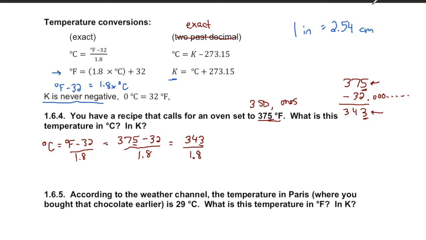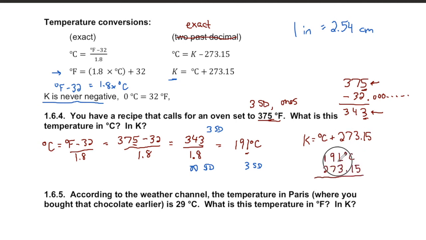Our next step is to divide. We're dividing something with 3 significant digits by something that is exact, which has infinite significant digits. And so our answer is going to have 3 significant digits. So that gives us 191 degrees Celsius. All right, for Kelvin, we're going to add our degrees Celsius to 273.15. Our degrees Celsius has uncertainty in the ones place, so when we add this, we are going to round it to the ones place. So our 464.15 is just going to become 464 Kelvin.